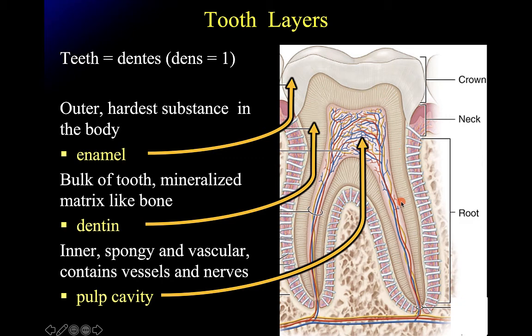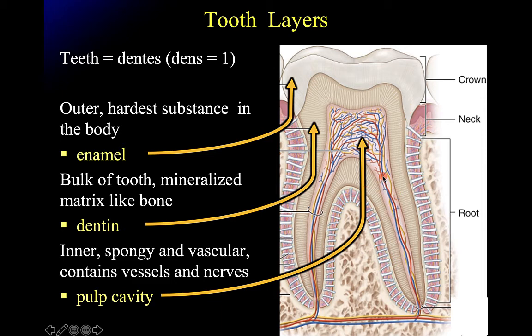Bone obviously being hard, but not as hard as the enamel. This is the dentin, which forms a lot of the body of the tooth. You can kind of see the dentin goes all the way down here into the alveolar socket that the tooth sits in, whereas the enamel is up here only in this crown region, primarily above the gum line or just slightly down into the gum line.